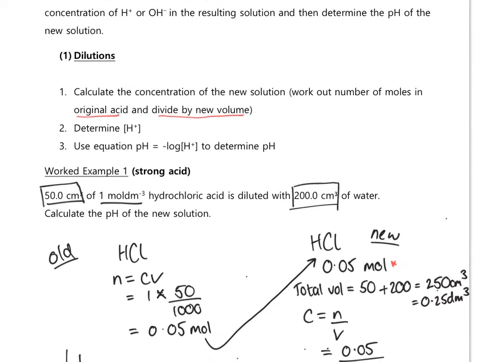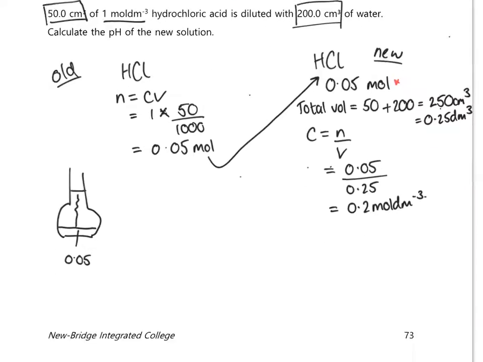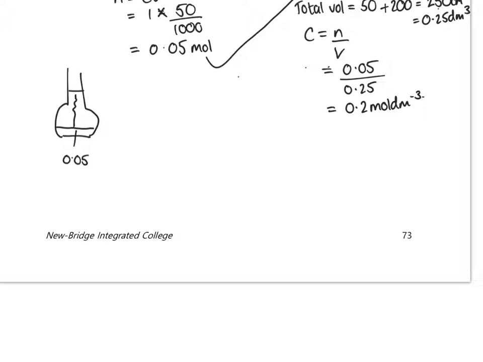Step number 2 is then determine the H+. In order for us to do that, we need to think about what type of acid hydrochloric acid is. And so we have a look at how it dissociates. So hydrochloric acid is a strong acid, and so it will fully dissociate into its ions. And it is also a monobasic acid, so it only produces 1 mole of hydrogen ions for 1 mole of the acid.